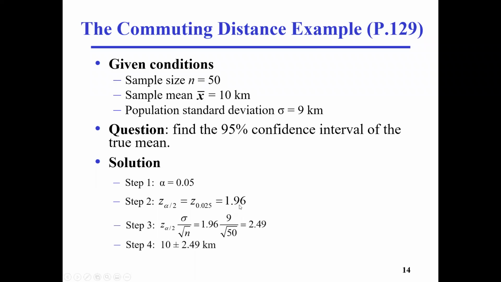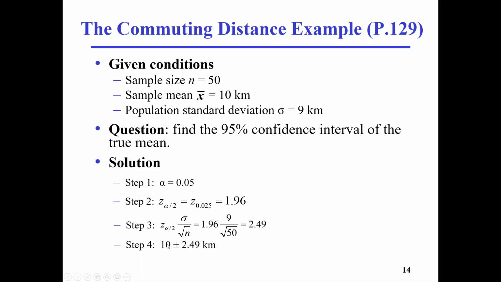Okay, next step, we find the specific value of z half alpha multiplied by sigma and divided by the square root of n. So you just replace all these parameters with specific values. You know the standard deviation of the population is 9, n is 50, and z half alpha you just found from table A2, which is 1.96. So eventually you have 2.49 for one side of the interval. Because this 95% confidence interval is about the sample mean, eventually, in step 4, we have sample mean 10 plus or minus 2.49 kilometers.